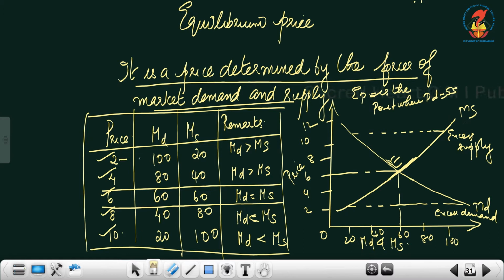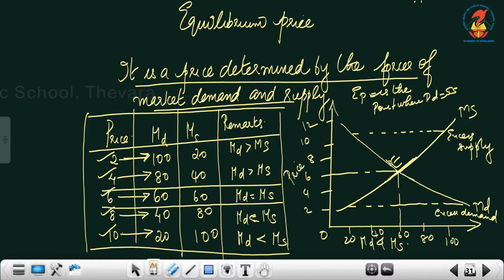At price 2, you can find market demand is inversely related to the price. At price 2, 100 is demanded. When price is 4, demand decreases to 80. When price is 6, demand decreases to 60. When price is 8, demand again decreases to 40. And when price is 10, demand again decreases to 20.